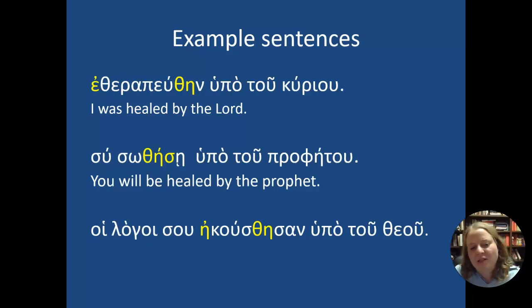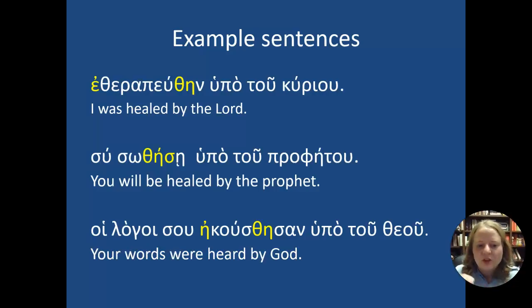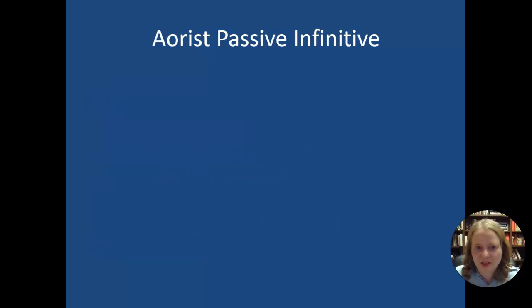Hoi logoi sou ekousthesan hupo tou theou. It looks like a theis, but you have to pay attention to the aku at the beginning. It has become aku. So once you've got that long vowel, pause and make yourself think. So by God, what happens? Your words were heard. So it's in the past tense, by God. So those are some really good example sentences for you to kind of think through.